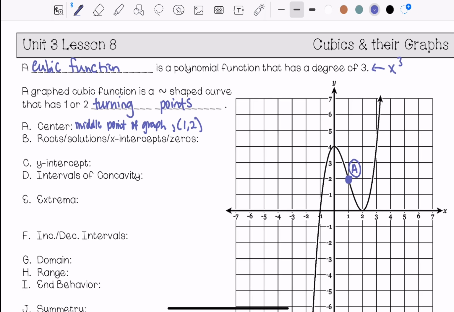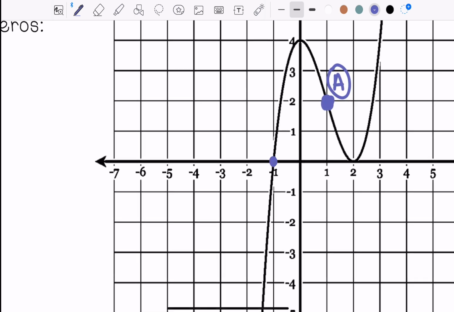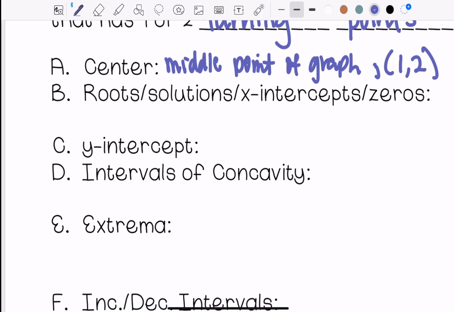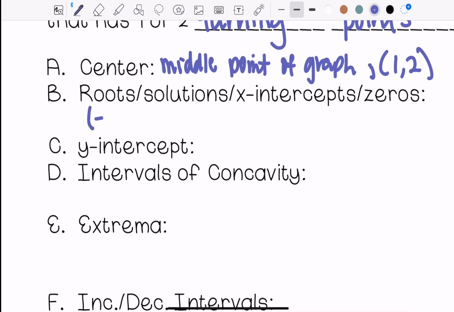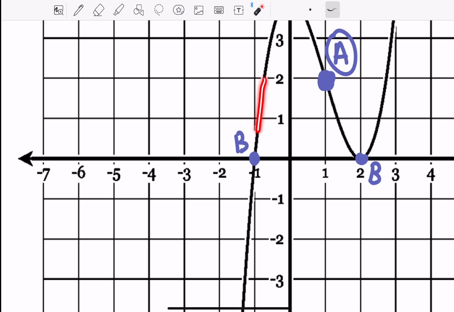Go next. B says roots, solutions, x-intercepts, or zeros. Obviously, that's where we touch or cross the x-axis. We have one here and one here. That one is at -1, and the second one here is at 2. And we crossed straight through at that -1, so it would have a multiplicity of 1 right there.